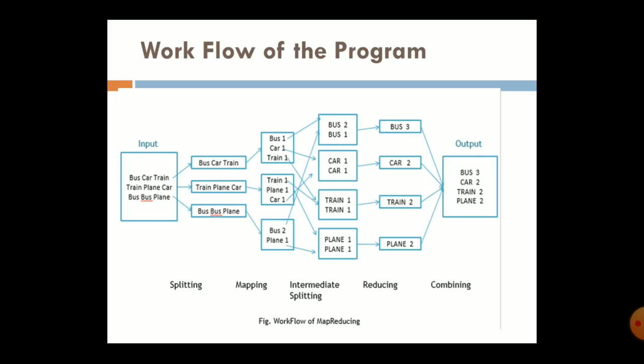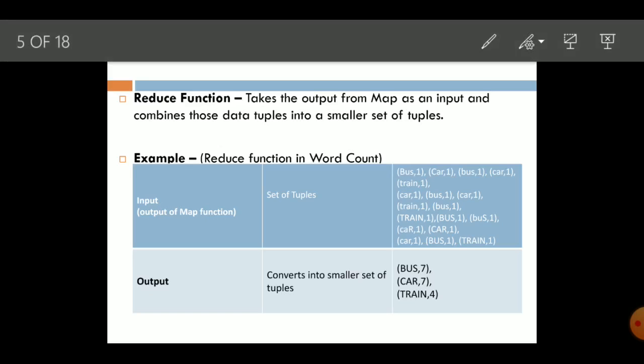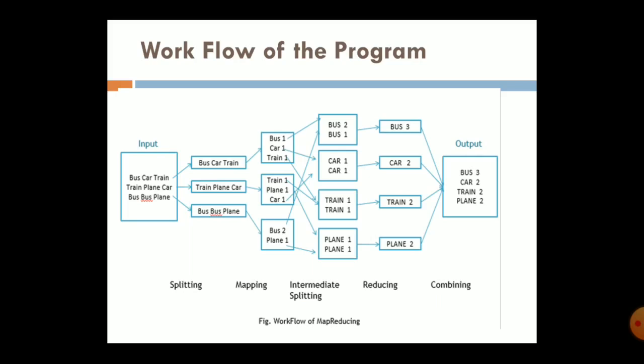So you can see in the intermediate splitting how it is, then it comes to the reducing part, and finally it combines and the sorting will be done. At the last part, that will be your output. So here you can see, as the example was changed a little bit, the output we are getting is bus 3, car 2, plane 2, train 2, maybe like that.